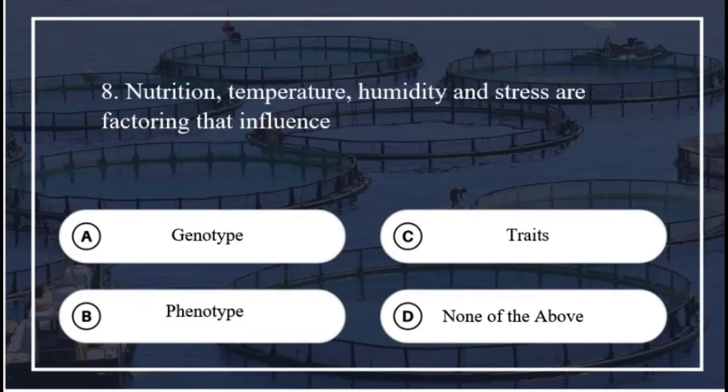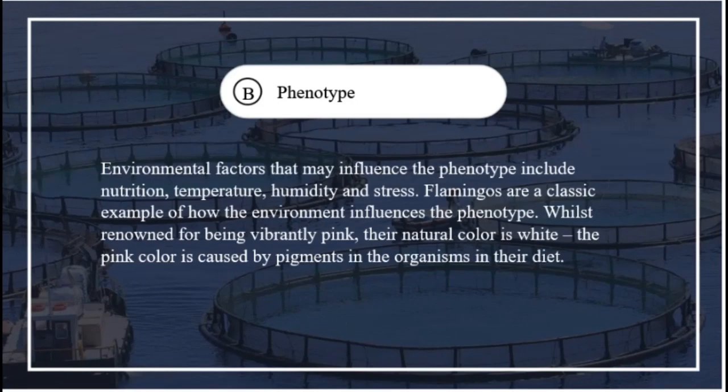8. Nutrition, temperature, humidity, and stress are factors that influence. A. Genotype. B. Phenotype. C. Traits. D. None of the above. Answer: B. Phenotype. Environmental factors that may influence the phenotype include nutrition, temperature, humidity, and stress. Flamingos are a classic example of how the environment influences the phenotype. Whilst renowned for being vibrantly pink, their natural color is white. The pink color is caused by pigments in the organisms in their diet.